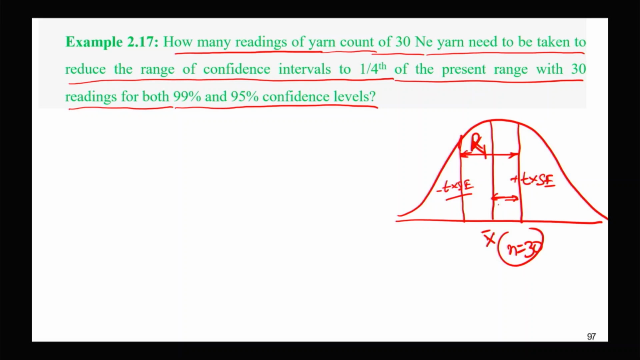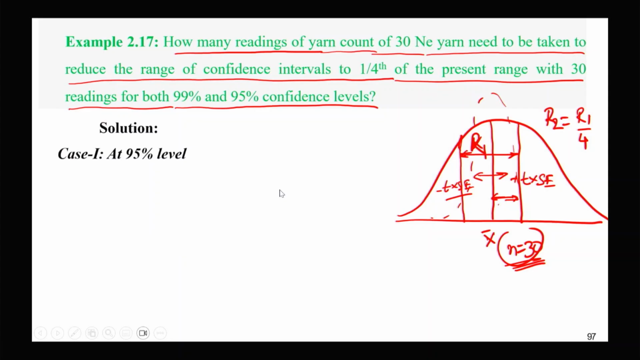And if we increase the number of readings, our data will be like this. So if we increase the number of readings, we can reduce the confidence interval. So our idea is to reduce the confidence interval to R2, which is 1/4 of R1. That is the condition. Now let us try to solve.